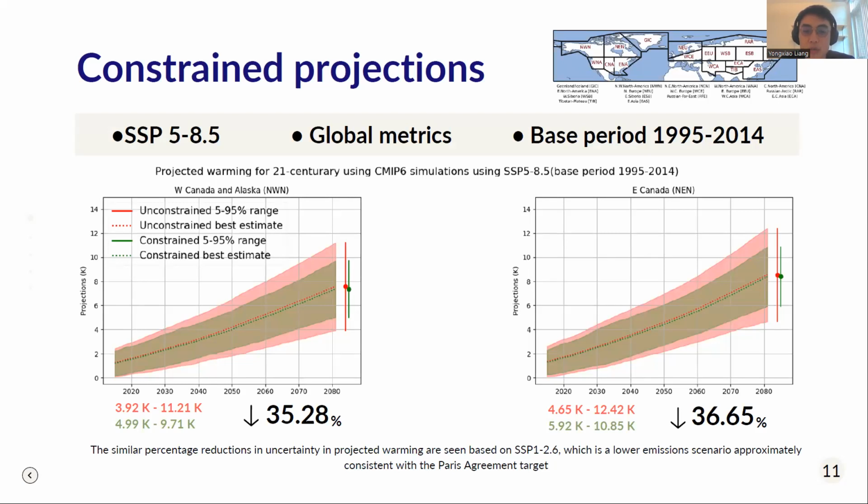So applying the global metric to do the observational constraint, showing the green shading here compared with unconstrained showing red. For the two Canadian regions, we can see the observational constraint does substantially reduce the uncertainty range. The bar here shows the last 20 years projections, and the corresponding quantity shows a lower position compared with unconstrained. We calculate the reduction percentage, which for both regions is more than 35% if applying the global metric to do the observational constraint.